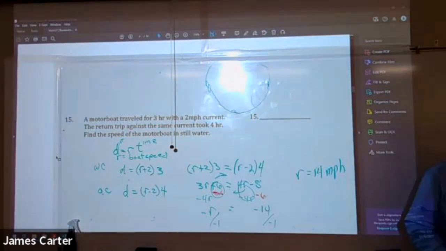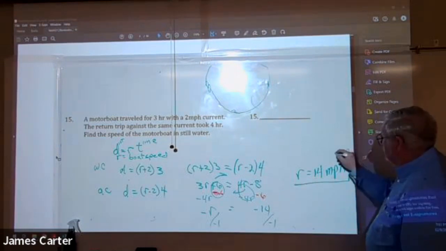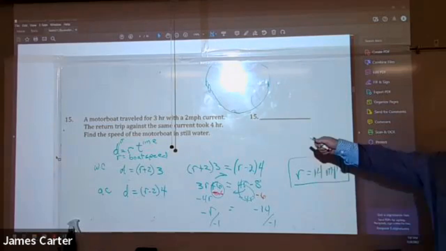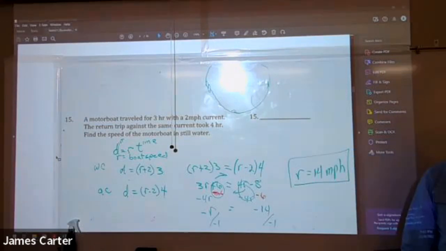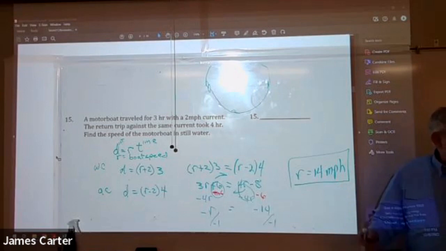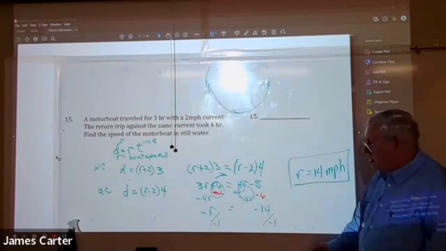Gotta put the label. And that's all we have to do here, because that's all this question asks. Now, what if this question asks what its speed is going uphill, and what are downstream and upstream? Well, then you'd have to take 14 plus 2 and 14 minus 2, if it asks that.